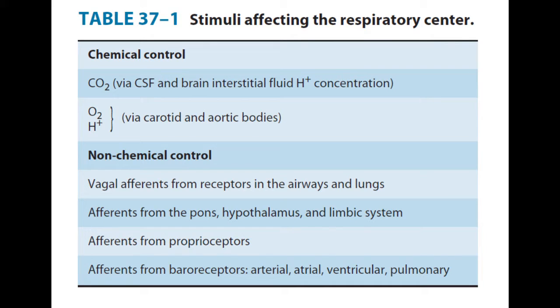Stimuli affecting the respiratory center. Chemical control: carbon dioxide via cerebrospinal fluid and brain interstitial fluid, hydrogen ion concentration; oxygen and hydrogen ion via carotid and aortic bodies. Non-chemical control: vagal afferents from receptors in the airways and lungs, afferents from the pons, hypothalamus, and limbic system, afferents from proprioceptors, and afferents from baroreceptors: atrial, arterial, ventricular, and pulmonary.